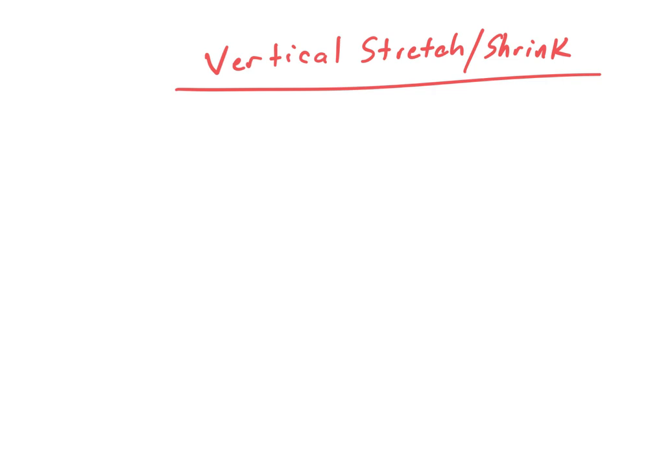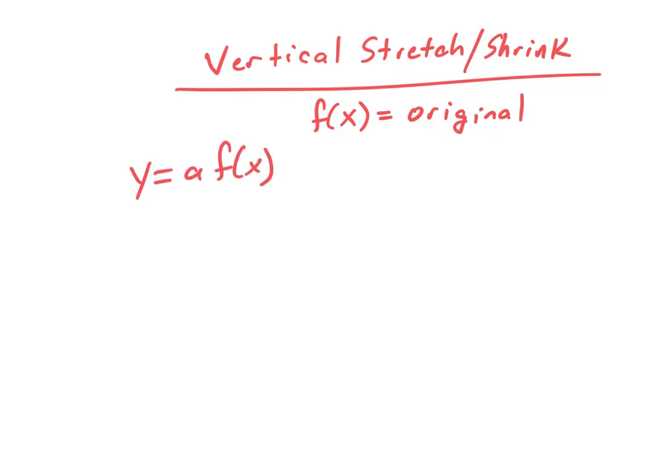So let's start with f of x equals the original, whatever that function is. If I do y equals a times f of x, that a value is always going to be in the same place. It's always going to be out in the front of the function. But what that number is going to change what's happening.